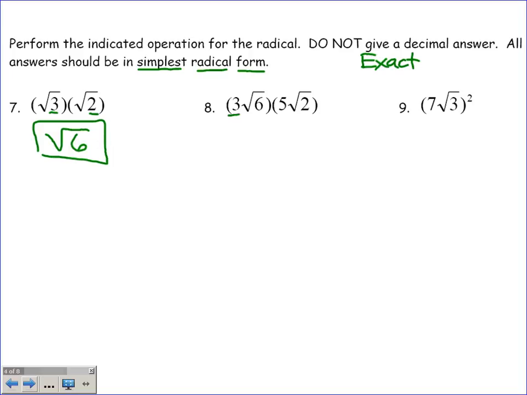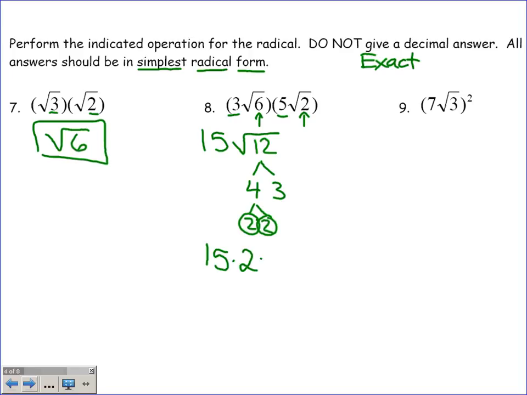For number 8, if there's numbers on the outside, we'll multiply those two together. So that's 15. We'll multiply the radicands together. 6 times 2 is 12. We're not done yet. We need to break down 12, which is 4 and 3, or 2 and 2. We ask if there's any pairs. There's a pair of 2s. So on the outside, I have 15 times my pair, and whatever's left over is my 3. 15 times 2 is 30, times the square root of 3.